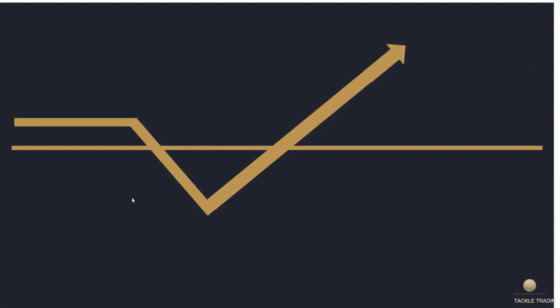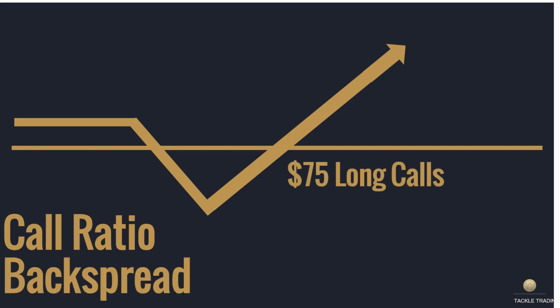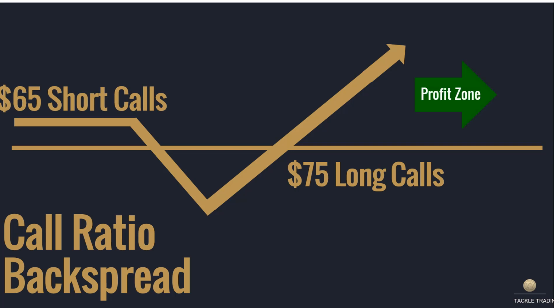Risk profile is going to look like this. This is a call ratio backspread. So let's say that you buy 2 or 3 or 4 75 long strike calls and the stock is at $71. You then sell the 65 short calls in the money. What that does is it creates an open-ended profit zone on the top side, a loss zone in the middle, and also a profit zone on the bottom side if you generate a credit.